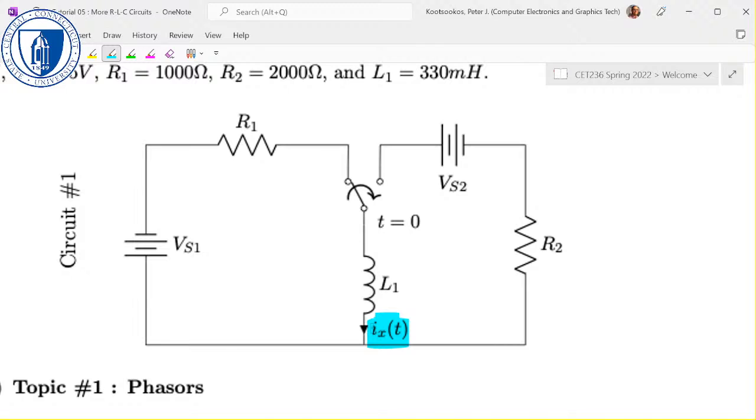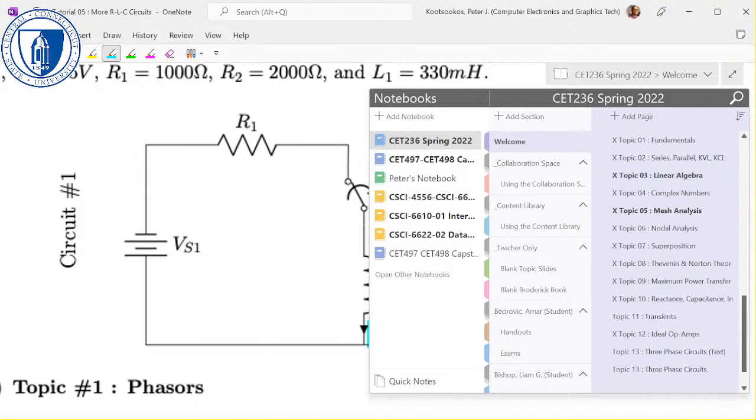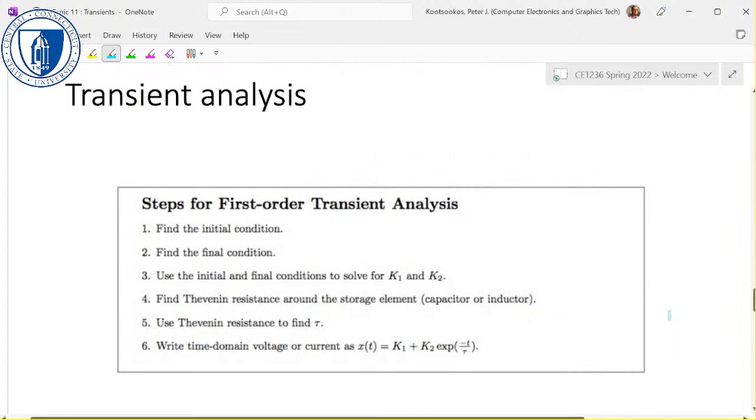What this algorithm is telling you is find the initial condition, right? Because it was in steady state. Find the final condition, because at time infinity, the circuit is also in steady state.